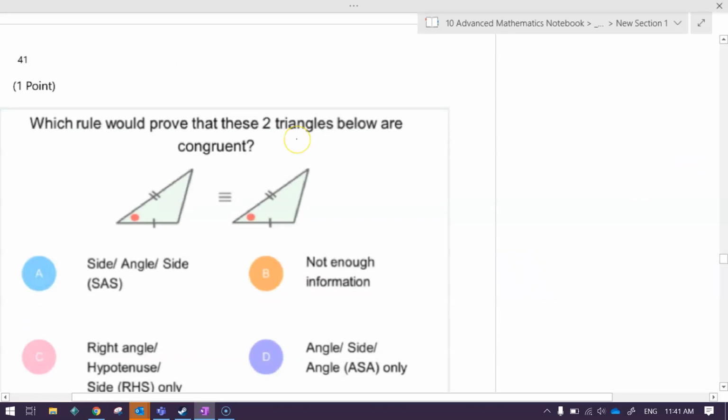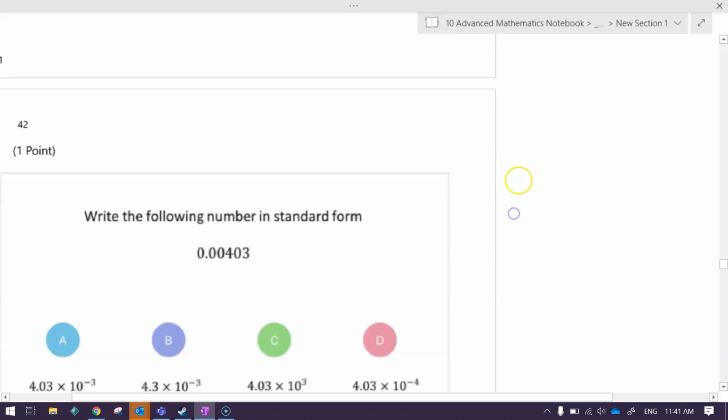Which rule would you use to prove the following triangles? They're matching sides. That's a matching angle. This is a matching side. Side angle side. Answer A.